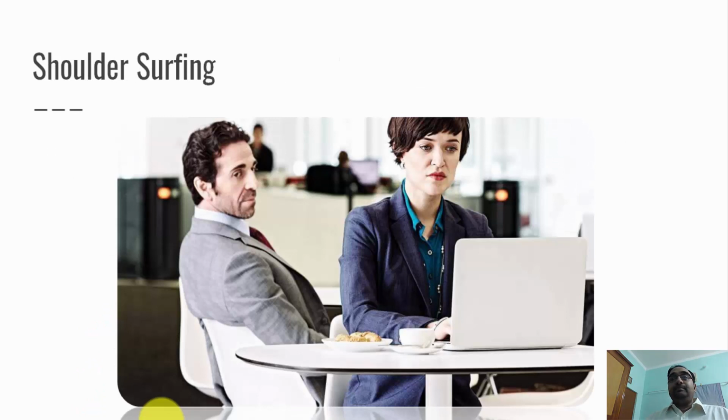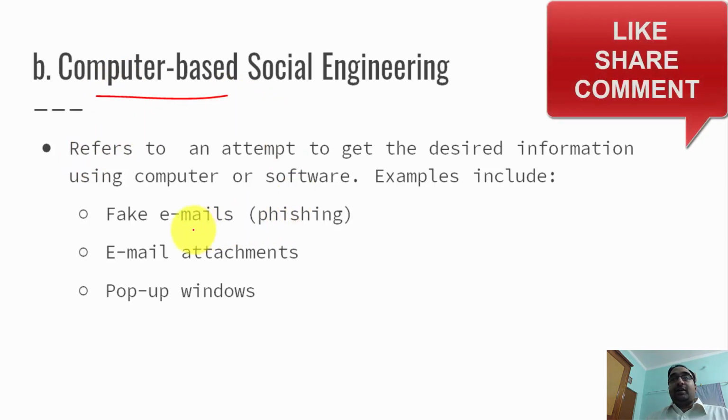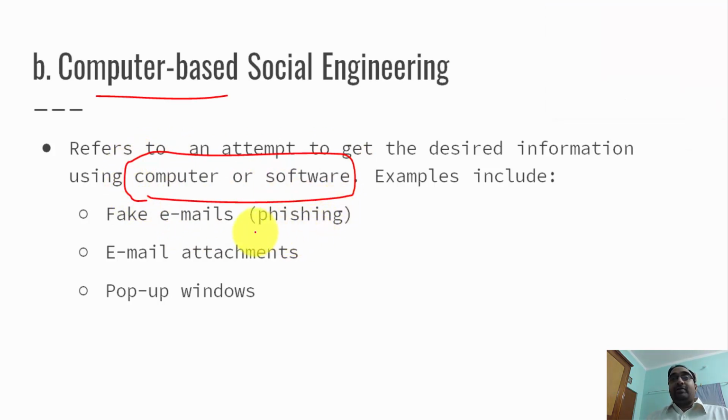Okay, right. And then we have the second category, computer-based social engineering. Here we use technology, that is a computer or some other kind of software, to get the information. So in one of the previous sessions, I already talked about phishing. Phishing is mainly done through emails. You can get a hyperlink, a button, or an attachment which contains viruses or trojans.